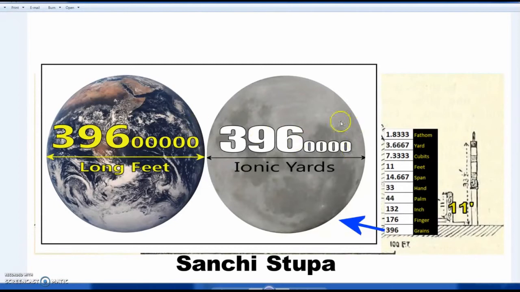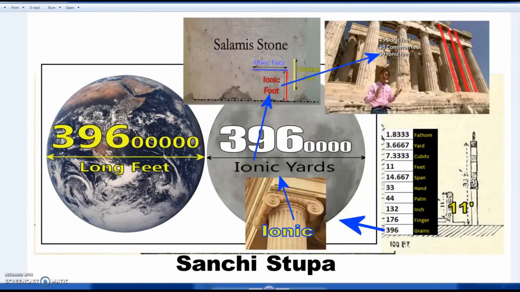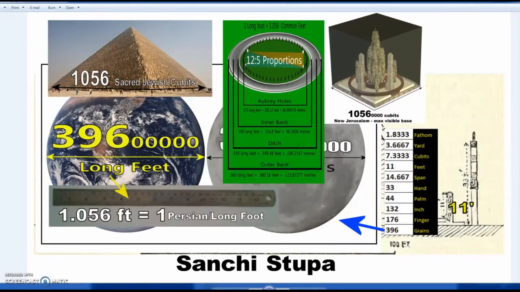Now, ionic yards, 396. That's important because I mentioned ionic. I've been talking about this, so not just the architectural style, it's also the ionic foot. And so we have a lovely conversion here from this ancient Greek going over, but also the long fathom. So 1.056 feet is one Persian or one long foot. It might extend all the way back to the original Stonehenge phase 1, where it was the 56 Aubrey holes. But again, the pyramid and New Jerusalem, 1056, 0 cubits.